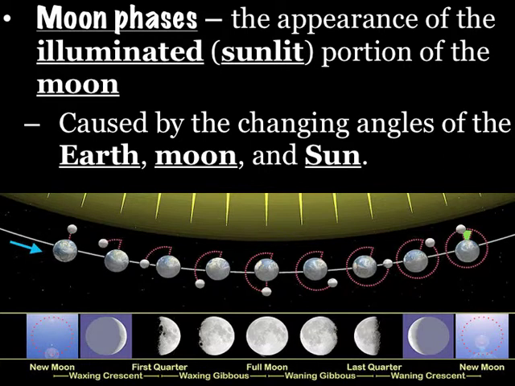Moon phases. Remember, phases are the different views of the moon's lit half. So moon phases are the appearance of the illuminated, sunlit portion of the moon, what's illuminated by the sun through reflection, just like a mirror. Moon phases are caused by the changing angles of the Earth, moon, and sun. On the bottom, there's a picture of a new moon, a crescent, a first quarter, full moon, last quarter, and then another new moon. We'll talk about those different phases in a minute.